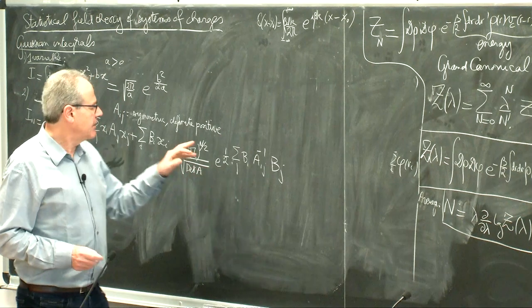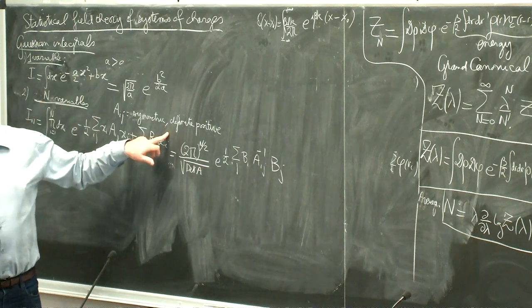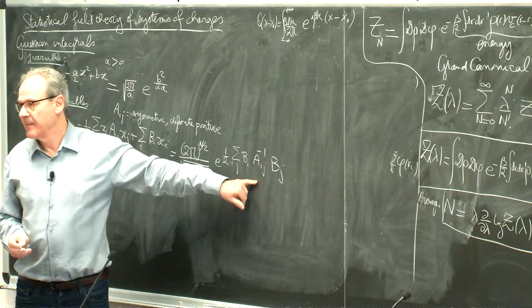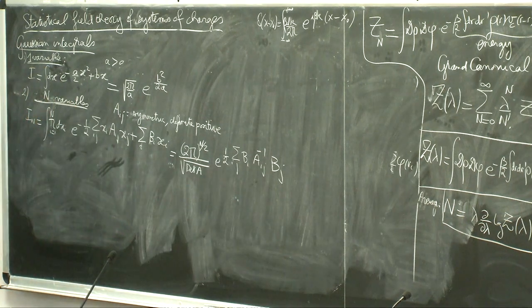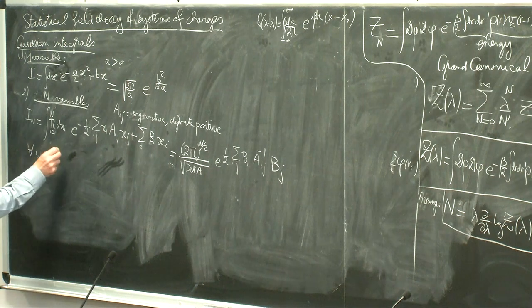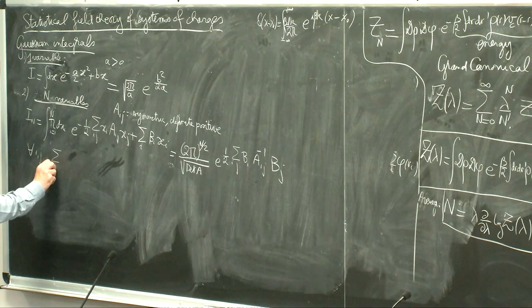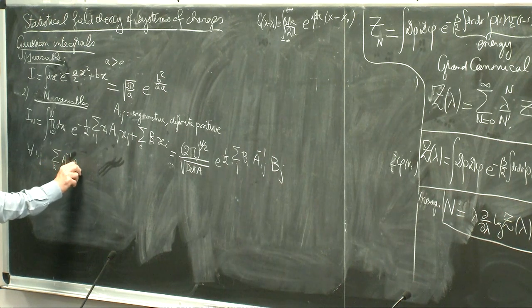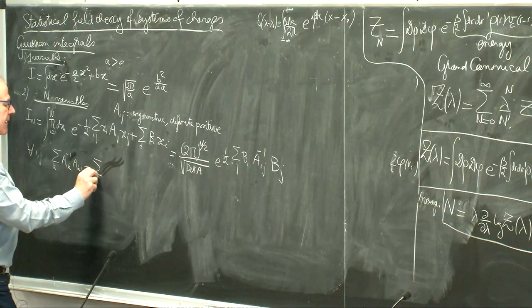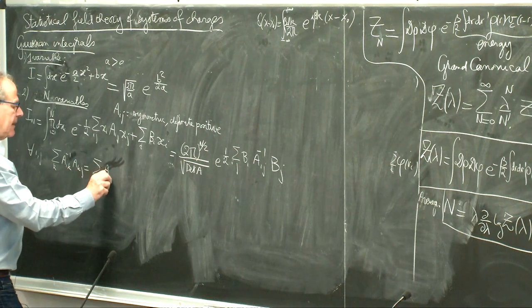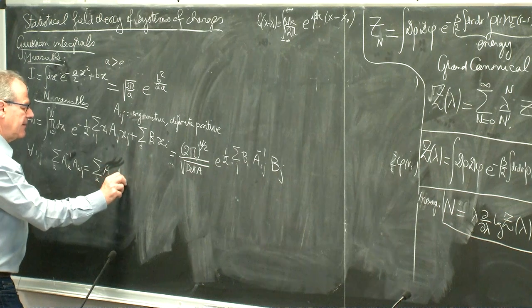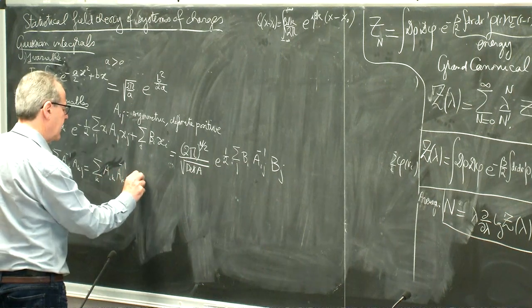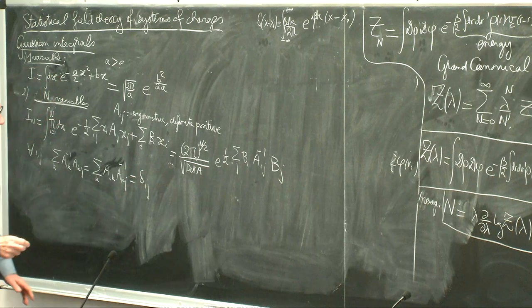aij minus 1: because the matrix is definite positive, the inverse exists, and the definition of the inverse is that for any pair ij, sum over k of aik minus 1 akj equals sum over k of aik akj minus 1 equals delta ij. Right, that's the definition of the inverse of the matrix.